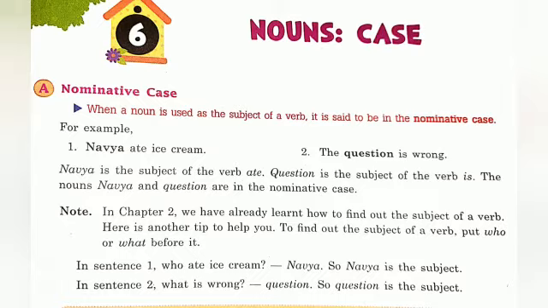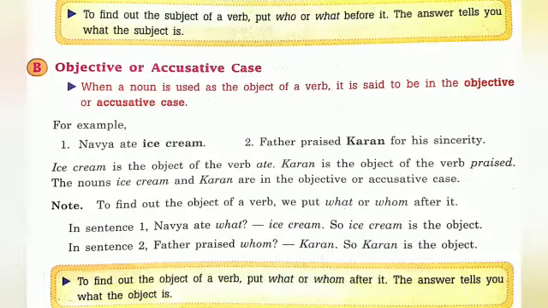See the second sentence. The question is wrong. The question is like a noun, but it is used here as a subject. So that means like when any noun is used as a subject, in that case, that is called nominative case, right? Now let's understand objective case.